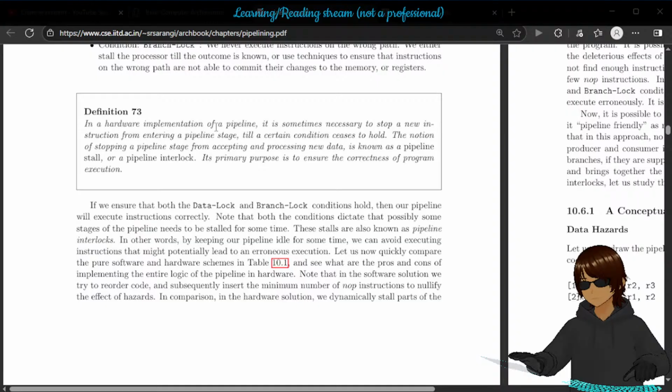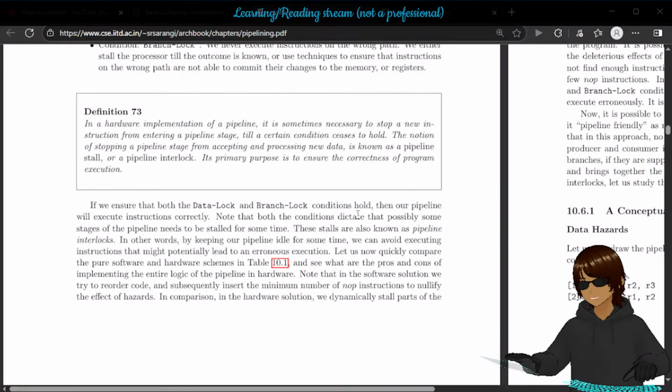In a hardware implementation of a pipeline, it is sometimes necessary to stop a new instruction from entering a pipeline stage till a necessary condition ceases to hold. The notion of stopping a pipeline stage from accepting and processing new data is known as a pipeline stall or a pipeline interlock. The primary purpose is to ensure the correctness of program execution. If we ensure that both the data lock and branch lock conditions hold, then our pipeline will execute instructions correctly.